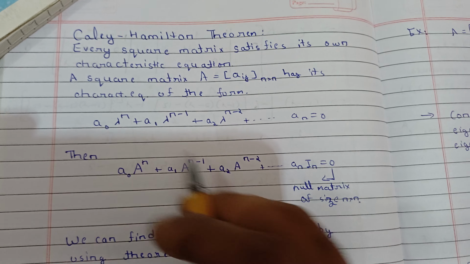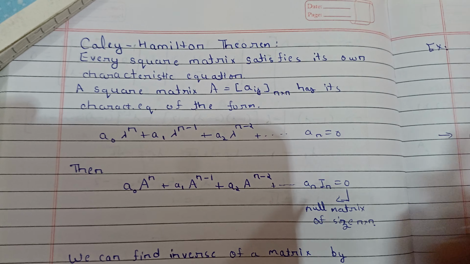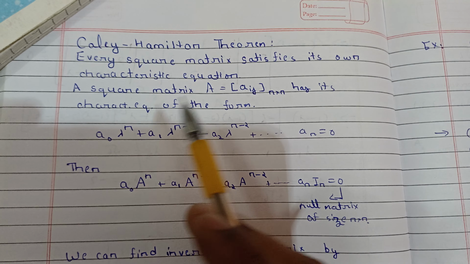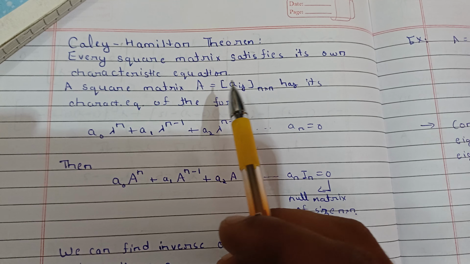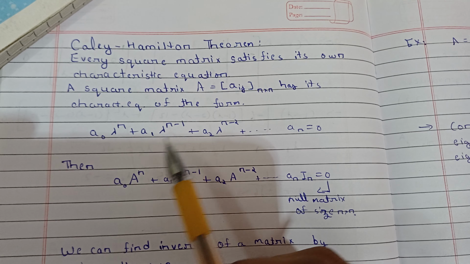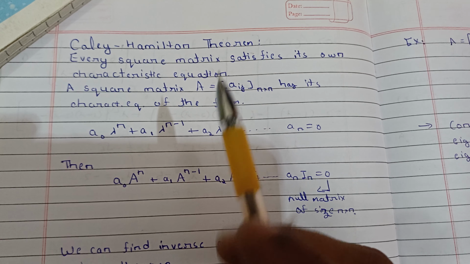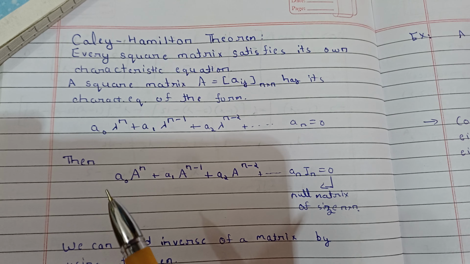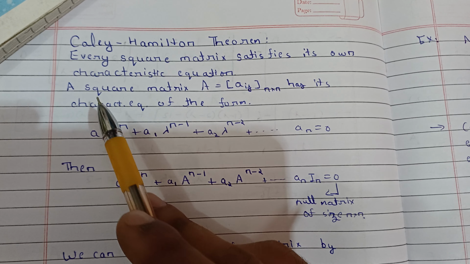Let's see them. The first one is the Cayley-Hamilton theorem. What this theorem says is that every square matrix satisfies its own characteristic equation. So what is the characteristic equation? You know that when we write A minus lambda I and solve the determinant, we get the characteristic equation, which is a polynomial in lambda. Hope you remember from the last lecture. Let's see an example.